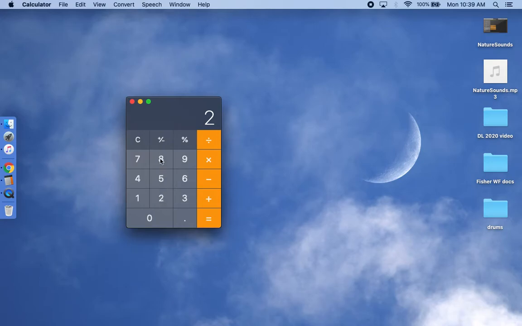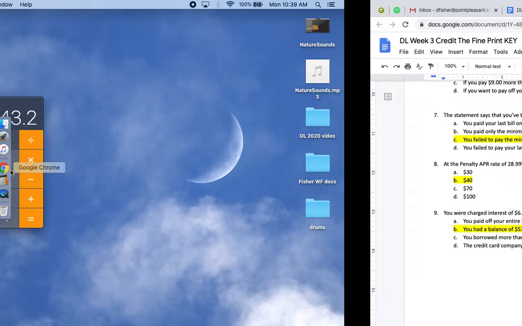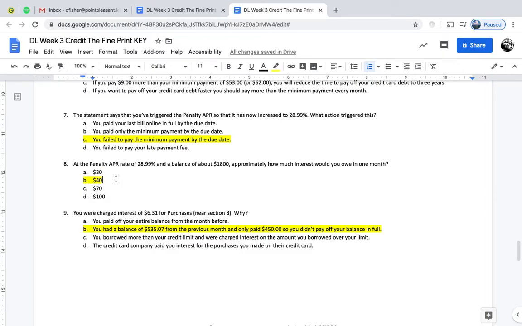Let's say 28% interest, that's for a whole year, so I'll divide it by 12 because there's 12 months in a year. So you're paying about 2.4%. If you have an $1,800 balance times 0.024, you're going to owe them about $40 just in interest this month. So that's where this came from.